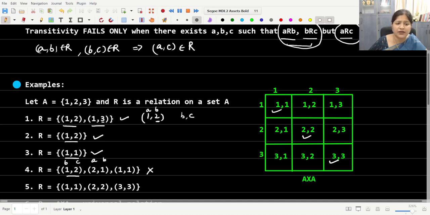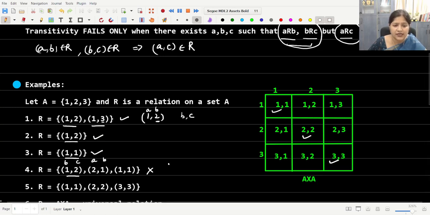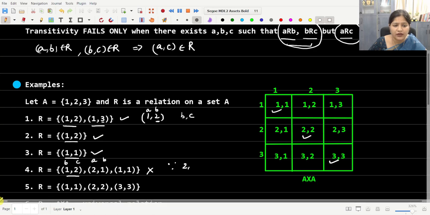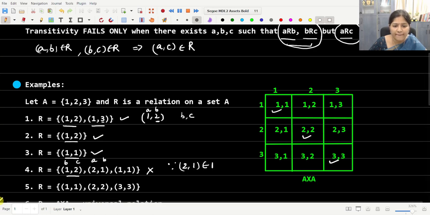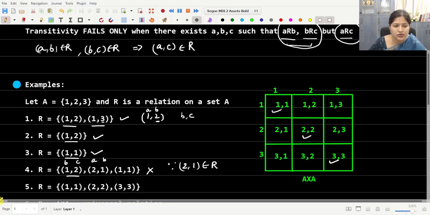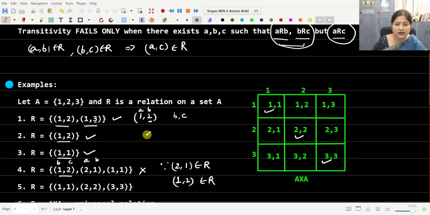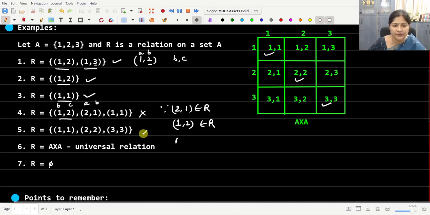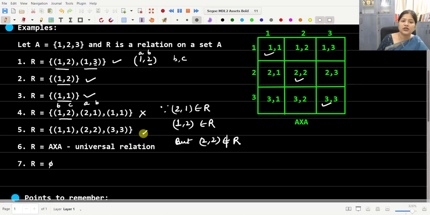How will we write this particular thing? We will say that since (2,1) belongs to R and (1,2) belongs to R, but (2,2) does not belong to R, therefore the relation is not transitive, right? Only one example is sufficient to fail the transitivity, correct?